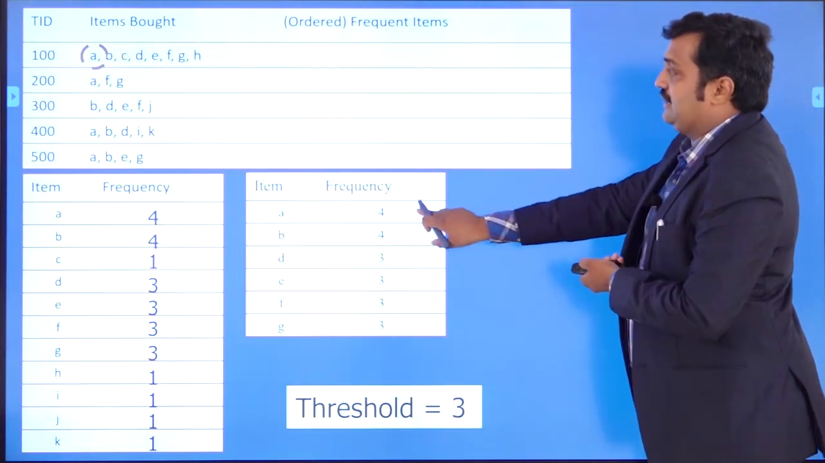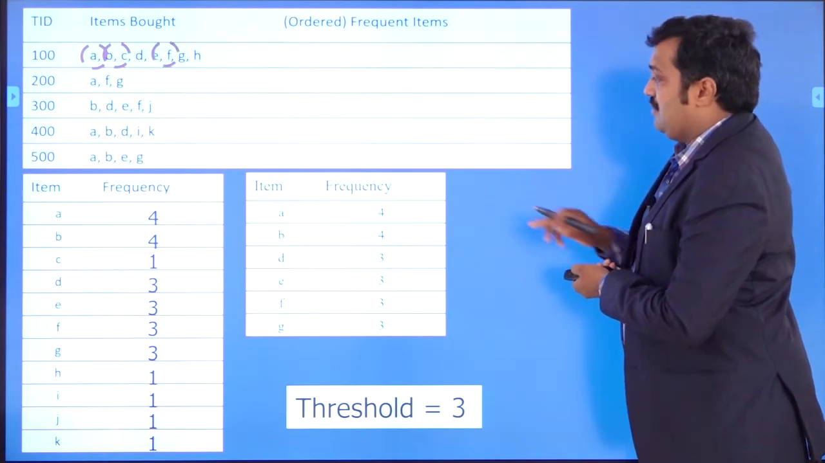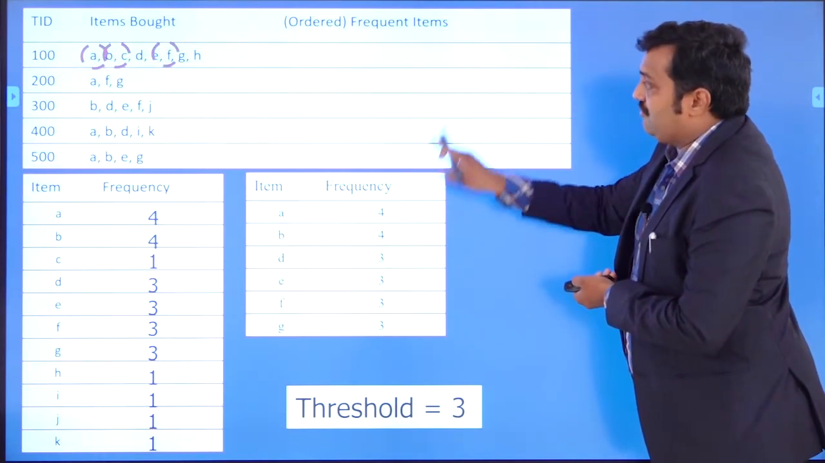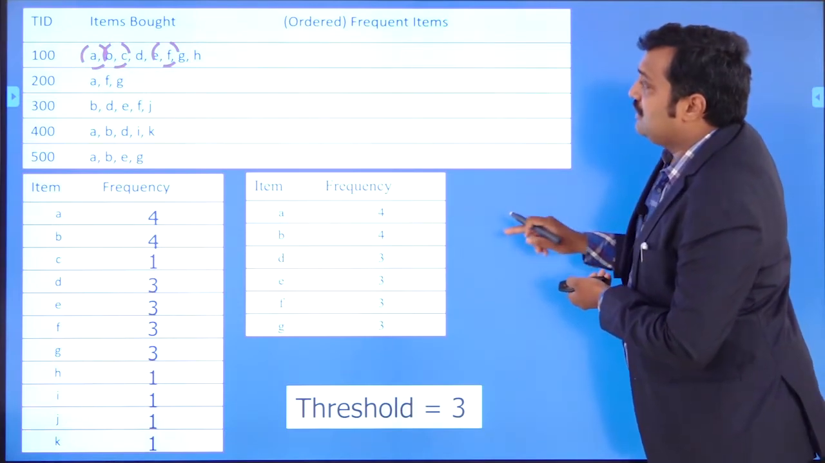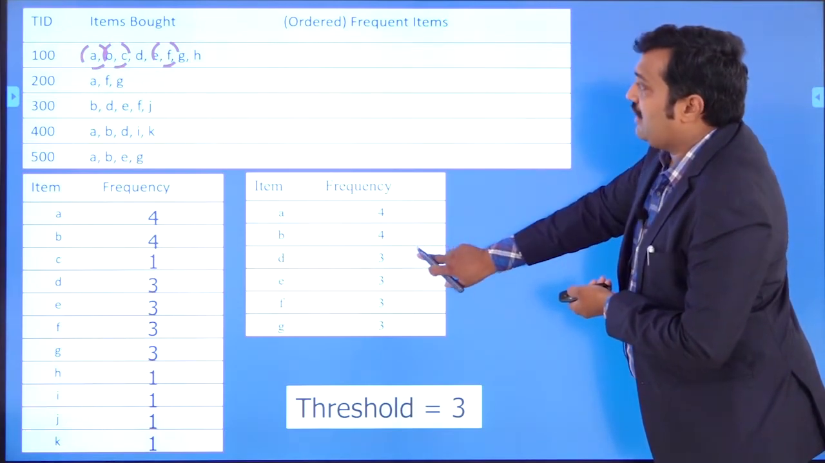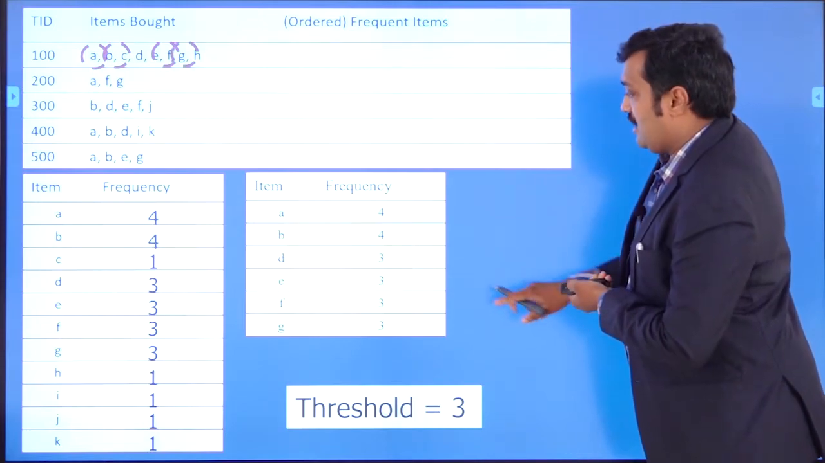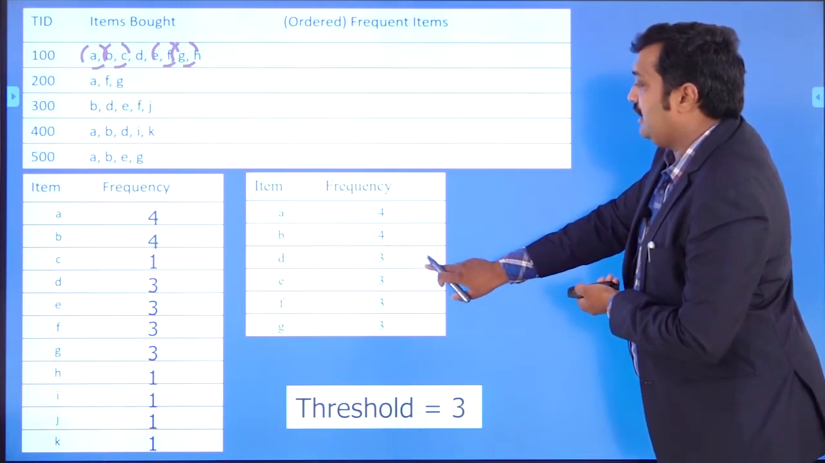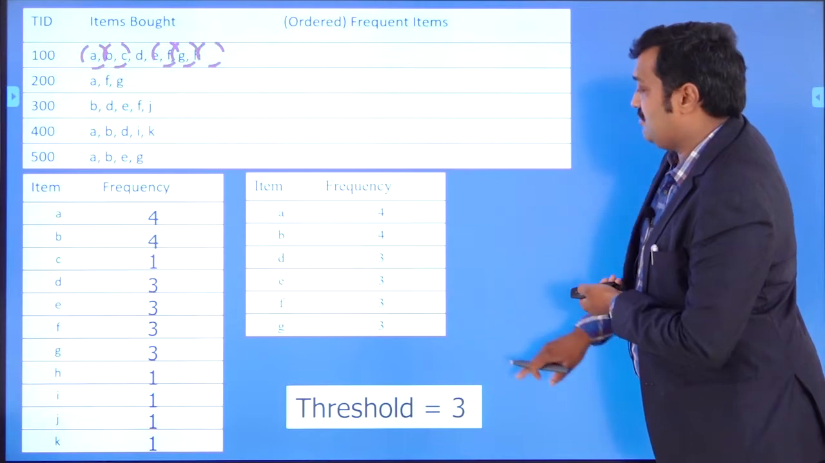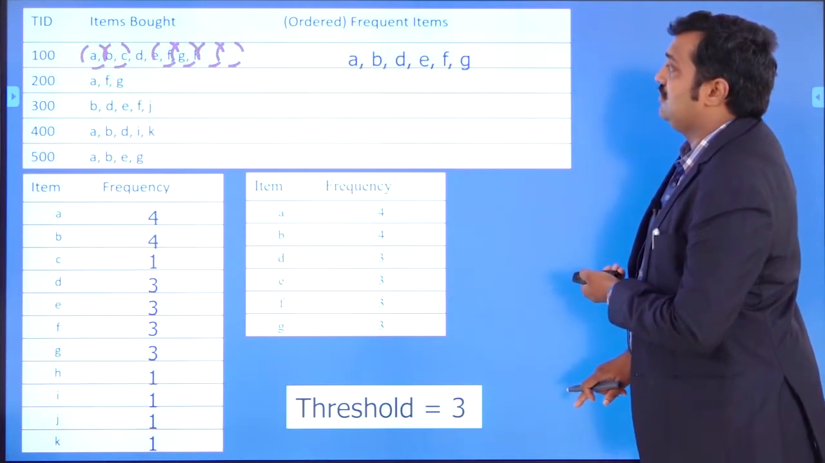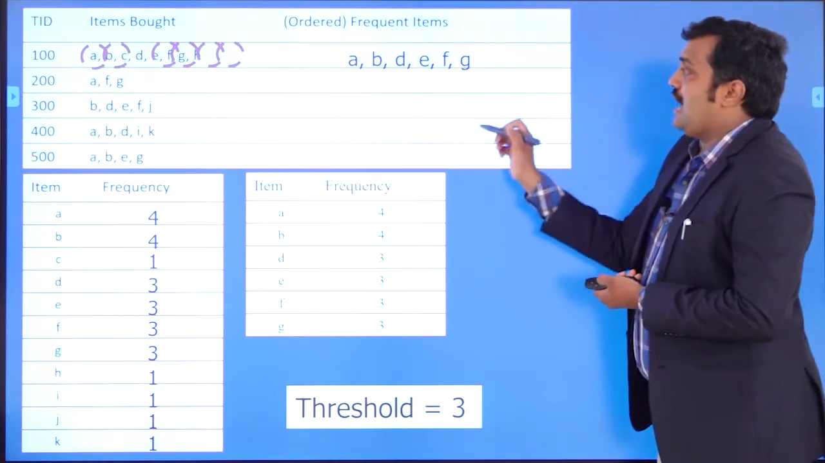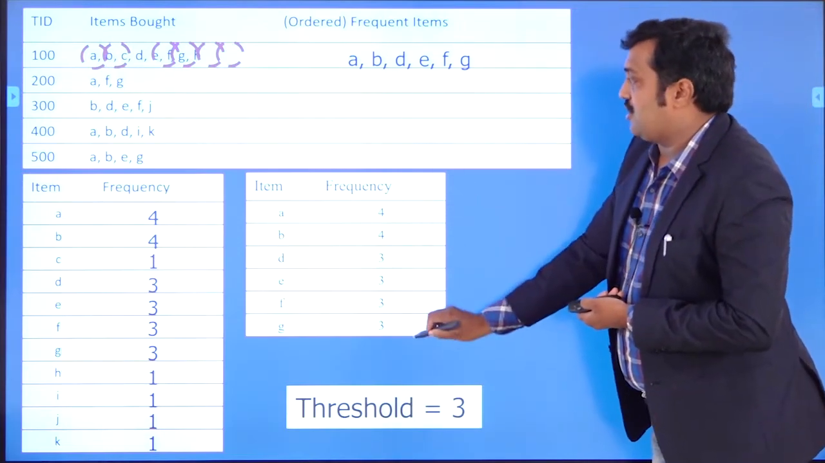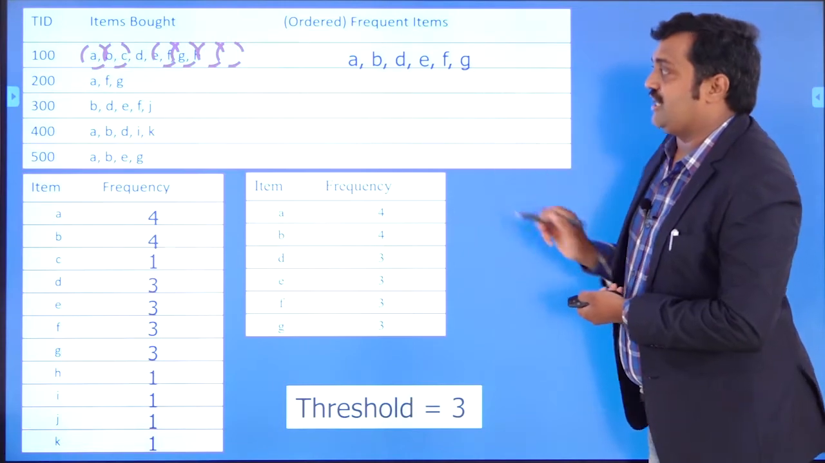A is occurred. So B, what are the frequent items available in transaction 1? A, B occurred, D occurred, and E, F and G are available. So those I am going to take. I make them ordered based on this order, eliminating the infrequent items.